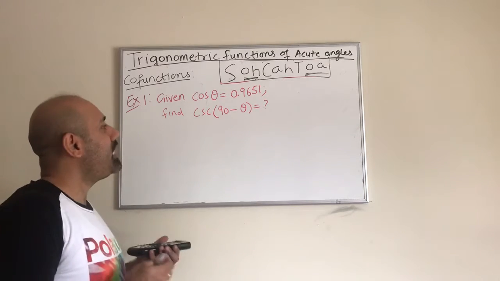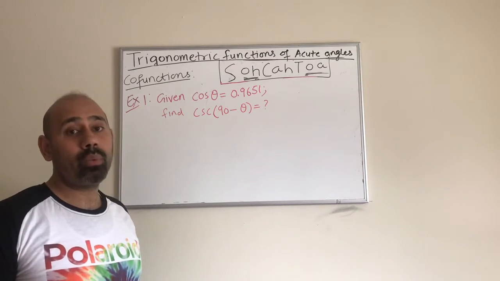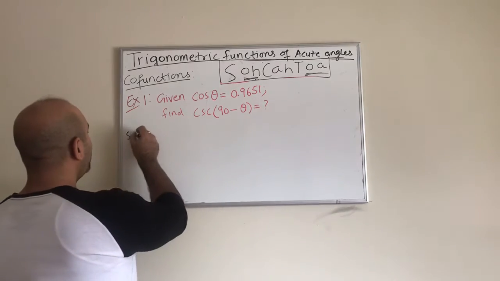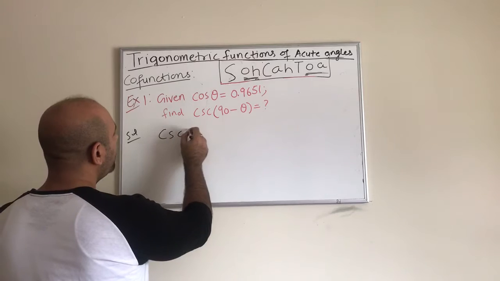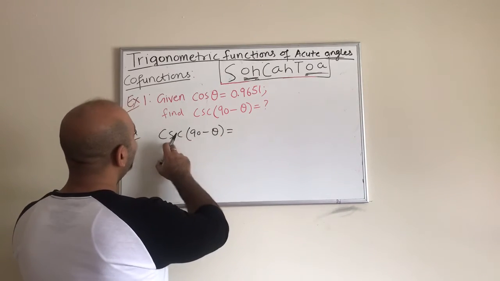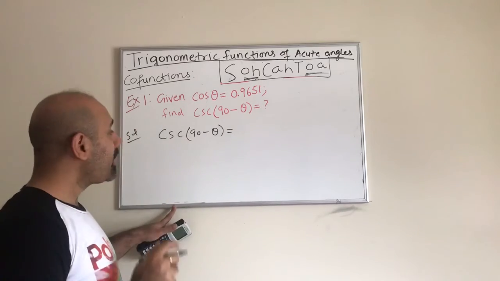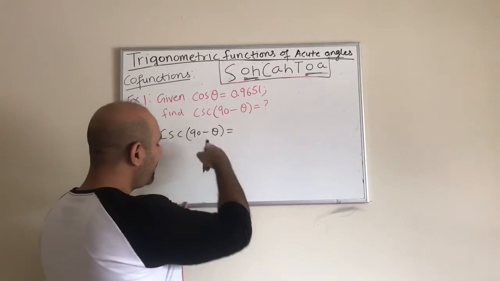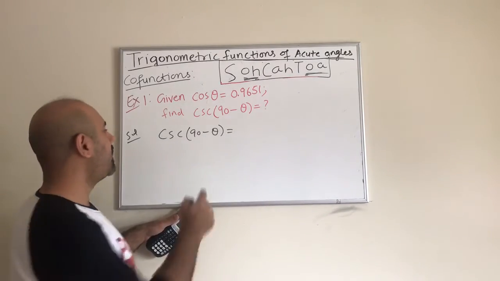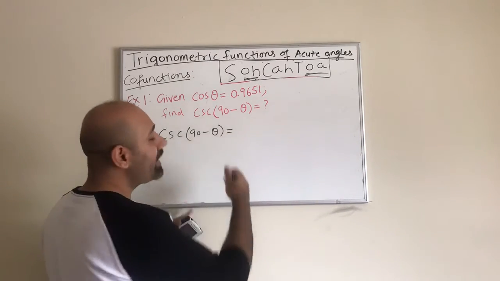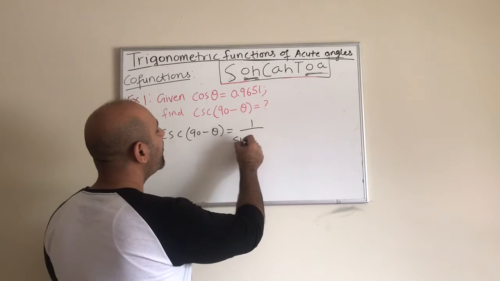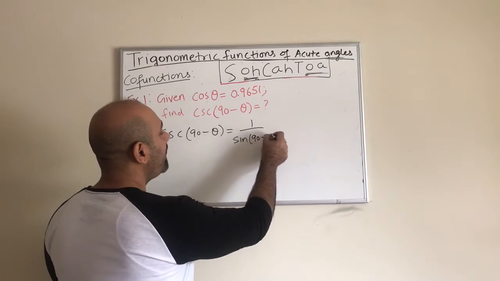As soon as we see 90 minus theta, we know it has to do something with the co-function identities, right? So first of all, I'm going to write cosecant of 90 minus theta. There's no direct relationship between the cosecant and the cosine, right? But cosecant has a relationship with the sine. Cosecant and sine are reciprocals of each other. So cosecant of 90 minus theta can be written in terms of the sine. So that is going to be 1 over sine of 90 minus theta, right, guys?